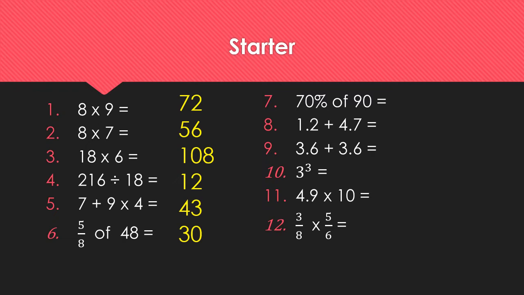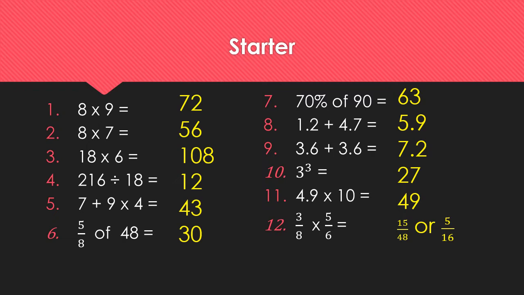Moving on to question number 6. 70%, question number 7, my apologies. 70% of 90. So 10% of 90 is 9, because we do 90 divided by 10 and we get 9. Now we know what 10% is, we can use that to help us find 70% by multiplying it by 7. So to get from 10 to 70, we multiply by 7, so we do the same with our 9. And 9 times 7 is 63.